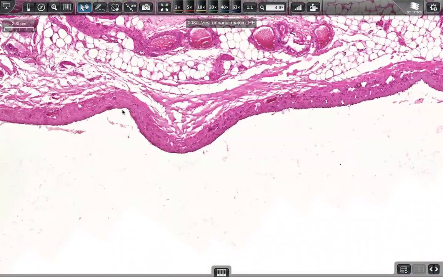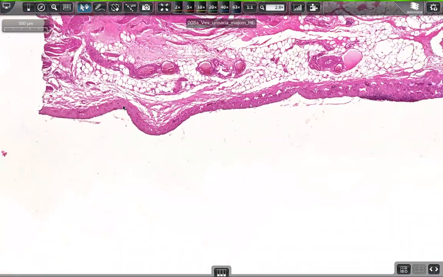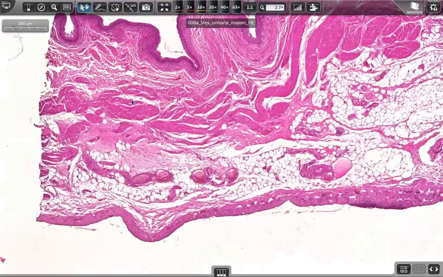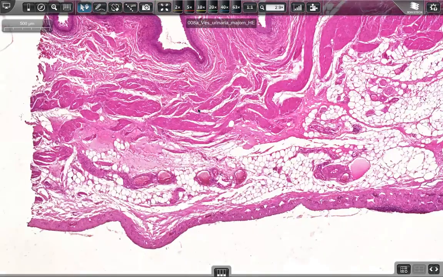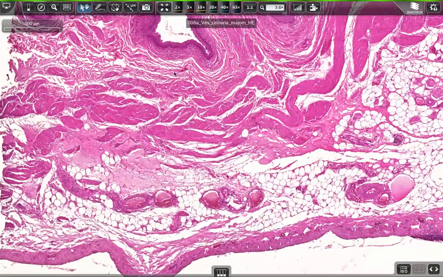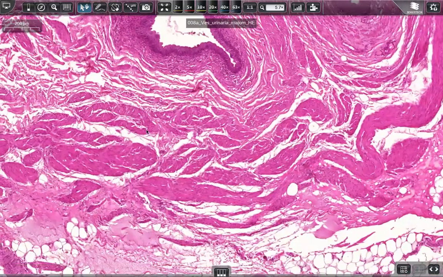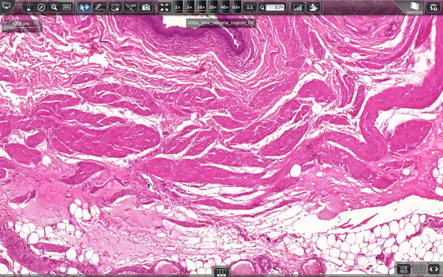Hi, sir. Can you please show the muscularis externa? Here. This. That's the epithelium. That's the propria, submucosa, and muscularis externa. So it's similar to the GI tract?